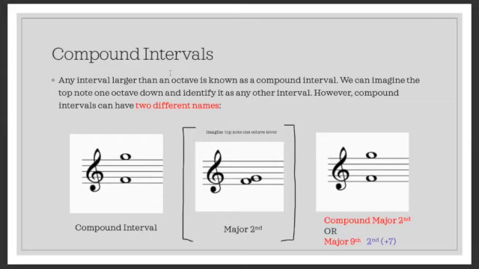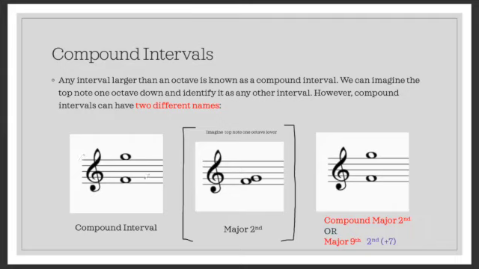Compound intervals. Any interval larger than an octave is known as a compound interval. We can imagine the top note one octave down and identify it as any other interval. However, compound intervals can have two names, and that's the only tricky thing. Other than that, it's just one extra step, but shouldn't be too different from what we've been doing before.